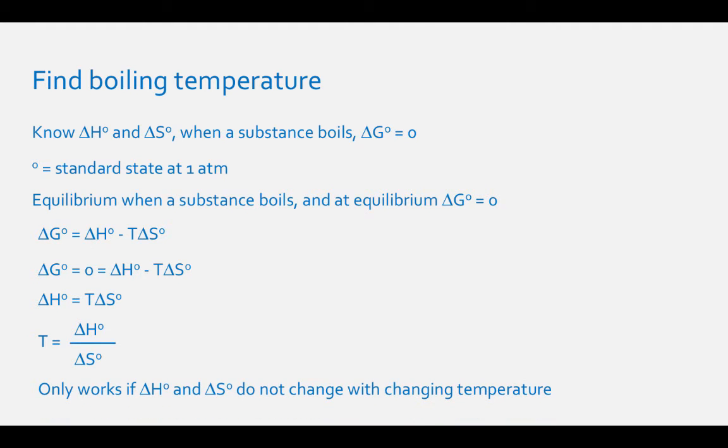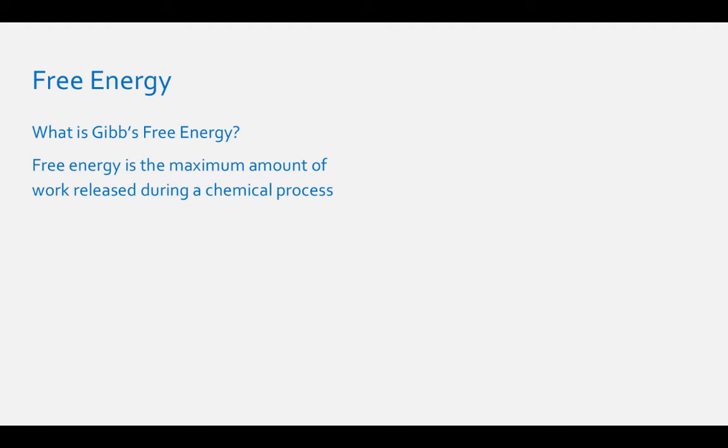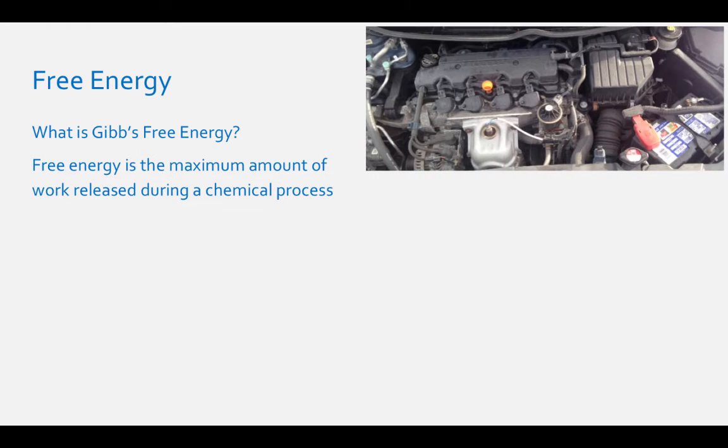This equation will only work, however, if standard delta H and standard delta S do not change much with changing temperature. After all this talk about Gibbs free energy, you might be asking yourself, what does it really mean? Free energy is a measure of the maximum amount of work that can be released during a chemical process.